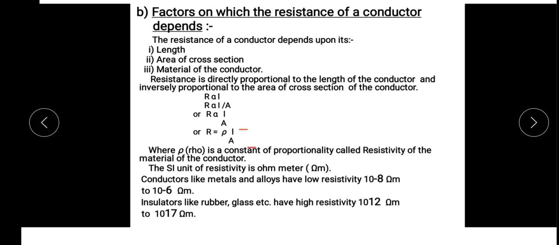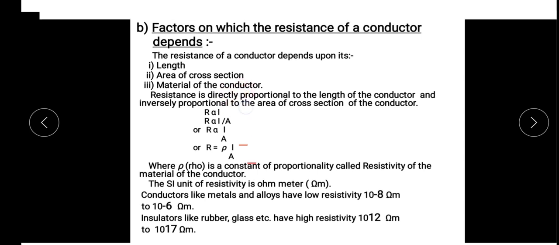So, look at the diagram. R is proportional to L, then R is inversely proportional to A. So, R is directly proportional to L by A. Taking a constant, that is R is equal to rho L by A, where rho is called a constant of proportionality, or otherwise called resistivity, or specific resistance.